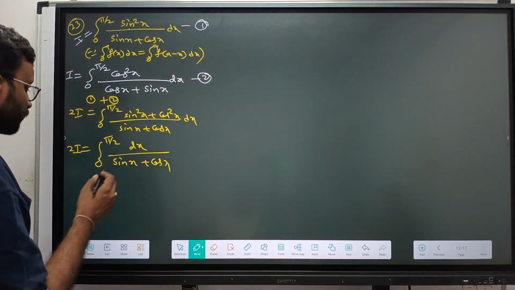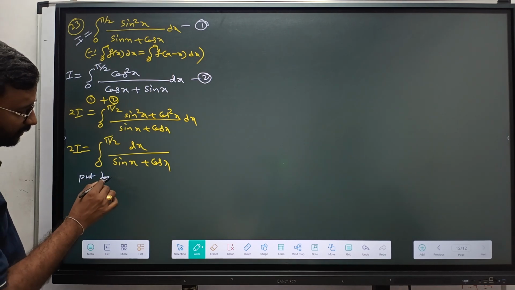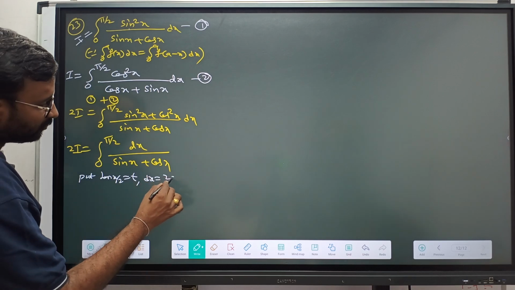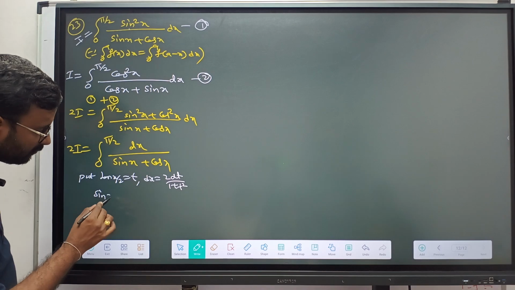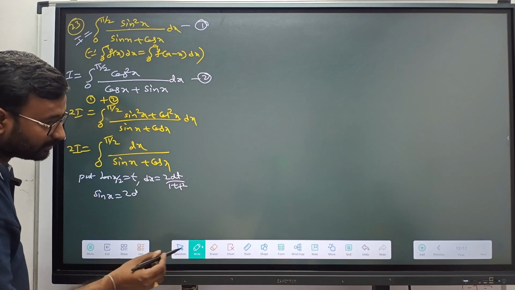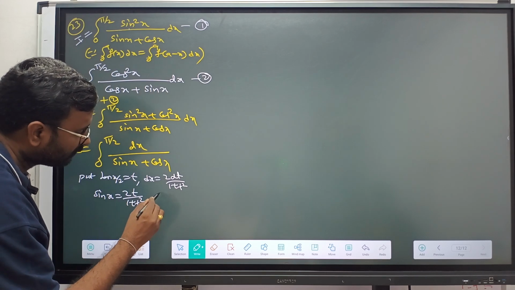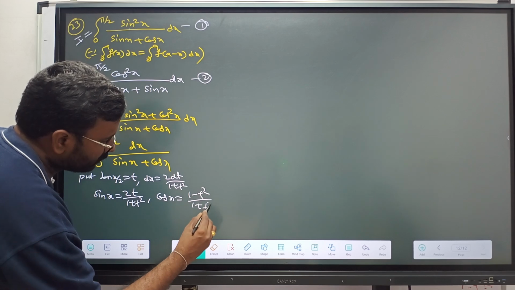Okay. This is type 7. The method is: put tan x by 2 equal to t, dx is equal to 2 dt by 1 plus t square. Sin x is equal to 2t by 1 plus t square. Cos x is equal to 1 minus t square by 1 plus t square.